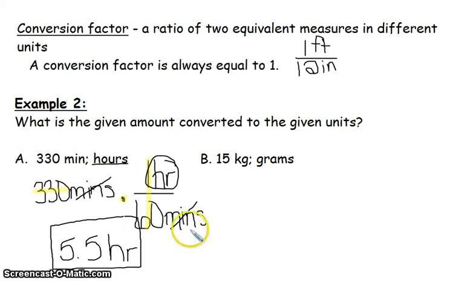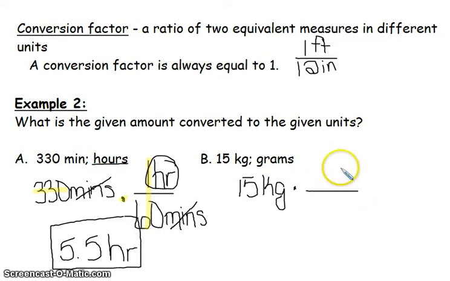So you're going to do the same thing here with your kilograms. This one may be a little more difficult if you're not sure about grams and kilograms. But we've got 15 kilograms, and we want to convert that to grams. So what conversion factor would we multiply 15 kilograms by? Well, 1 kilogram is equal to 1,000 grams.